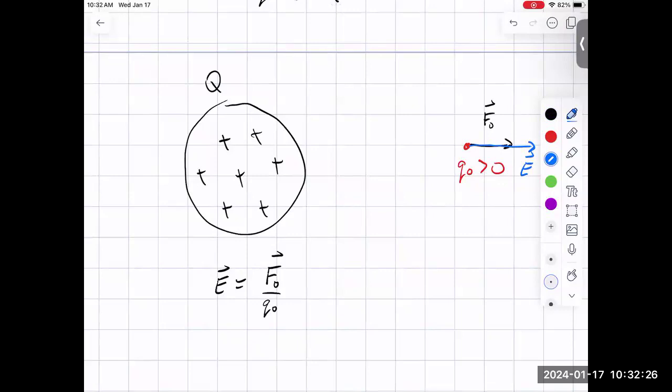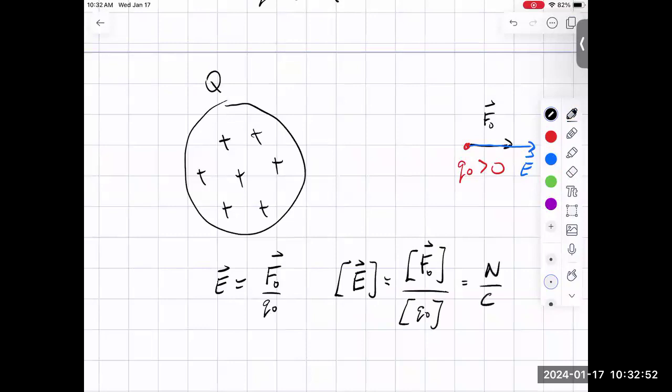Okay, let's check the units of this electric field. Oh, shoot, sorry. So the units of the electric field are equal to the units of force divided by the units of charge. Our force is measured in newtons, and our charge is measured in coulombs. And so our electric field is in units of newtons per coulomb.